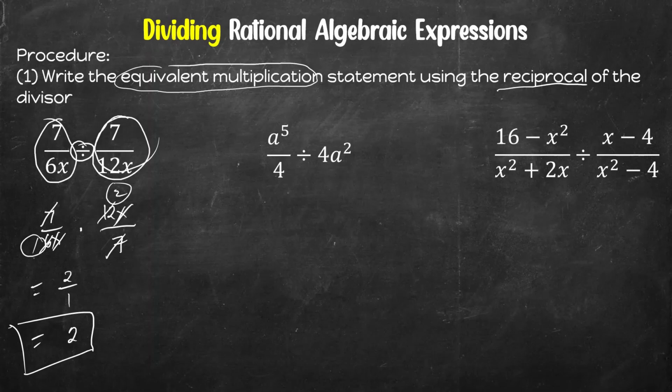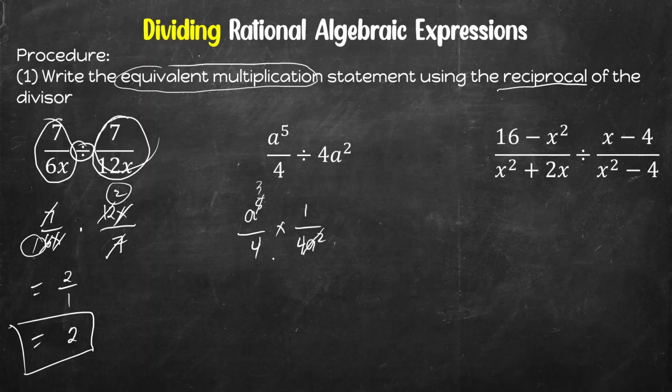So, sabi natin, we will retain the dividend, a raised to 5 over 4. Multiply it by the reciprocal of the divisor. So, if it is a whole number 4a squared, it will become 1 over 4a squared. So, ganun lang. Ganun lang siya kasimple. Okay? So, try natin mag-cancel. Si a raised to 2, pwede natin i-cancel kay a raised to 5. So, ang matitira na lang dito ay 3. Maka-cancel na si a raised to 2.